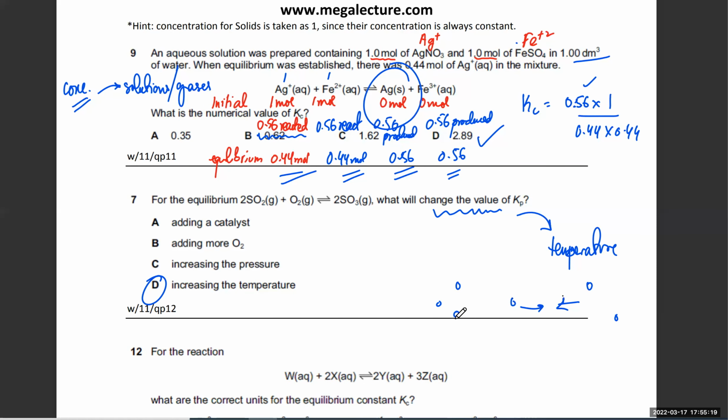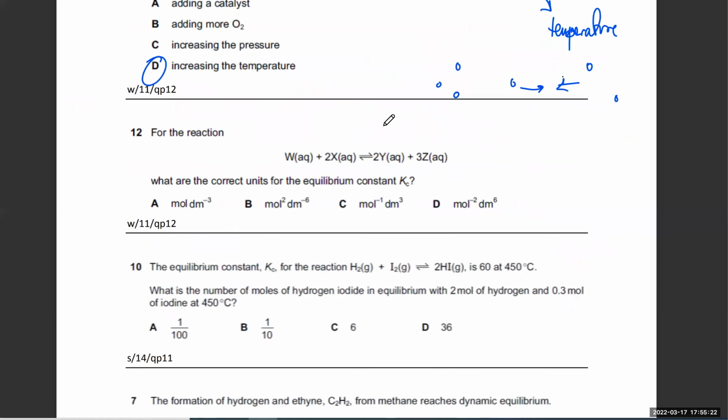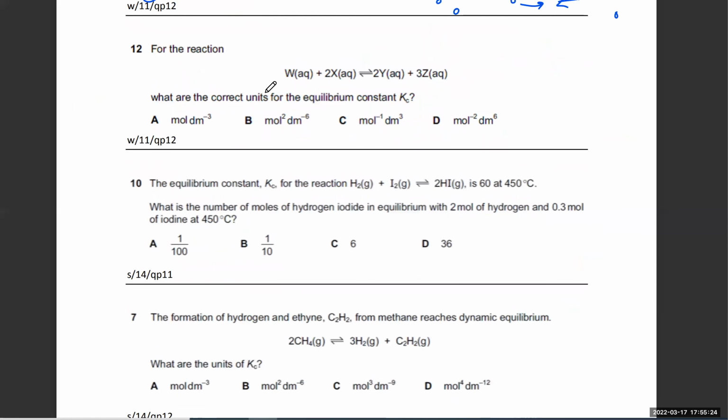Okay, so next one, he's asking for the units of Kc. First, the Kc expression: it's going to be the product concentration, Y squared divided by Z cubed. Remember, the coefficient becomes the power. Divide by the reactants, in this case W into the concentration of X, and that's going to be squared.